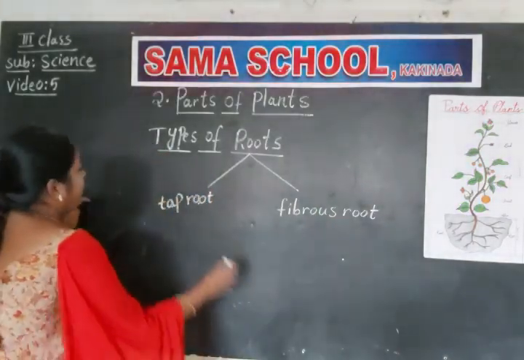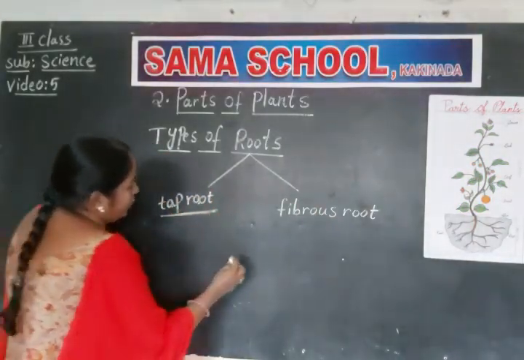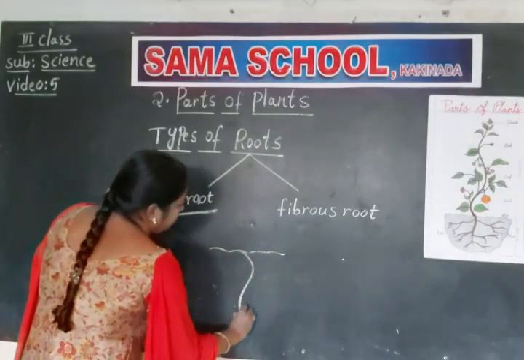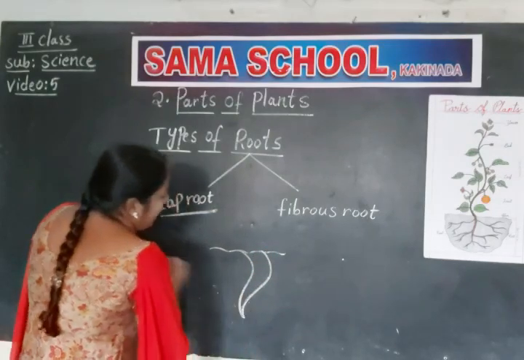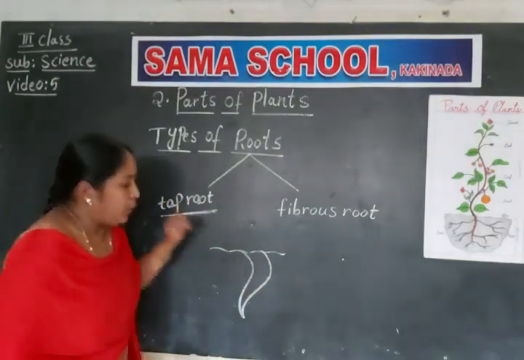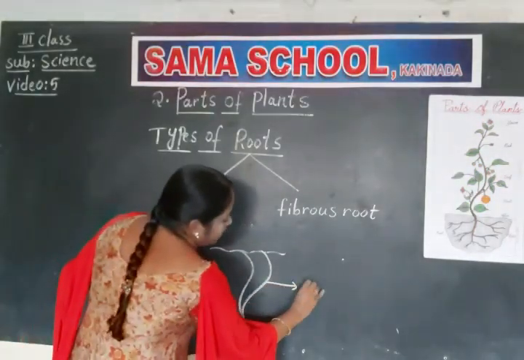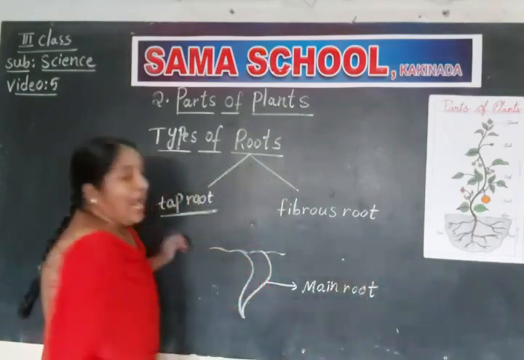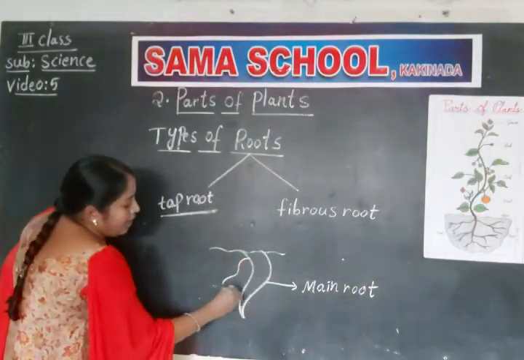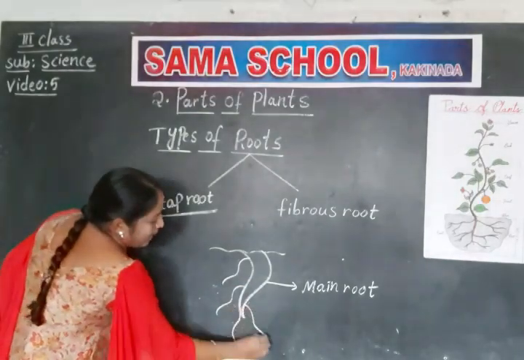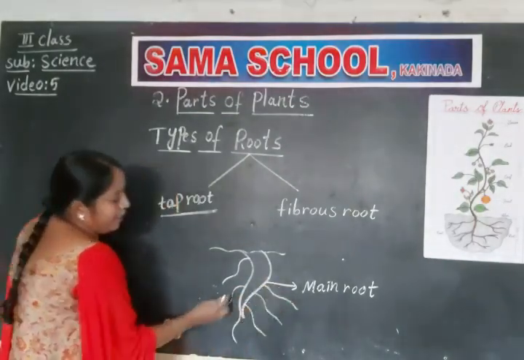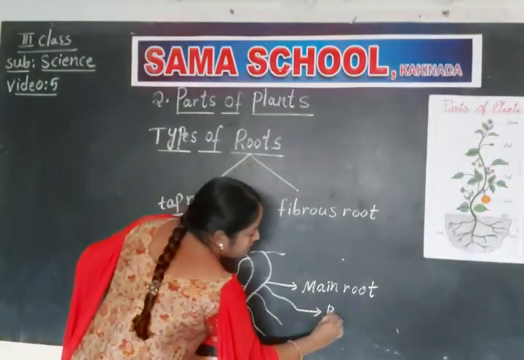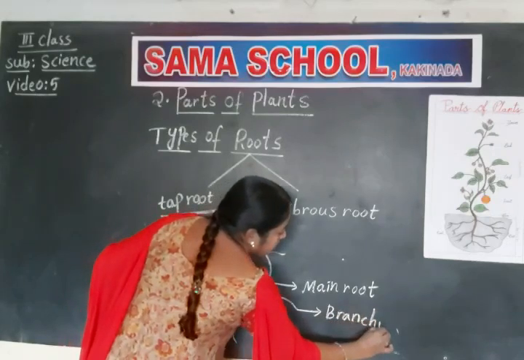What is taproot? I will show you the picture of taproot. In the taproot, there is a main root. This is called main root. And from the main root, there are some branching roots. These are called branching roots.